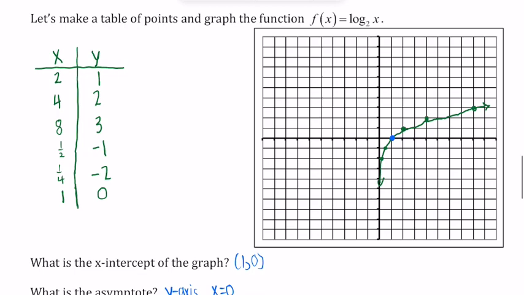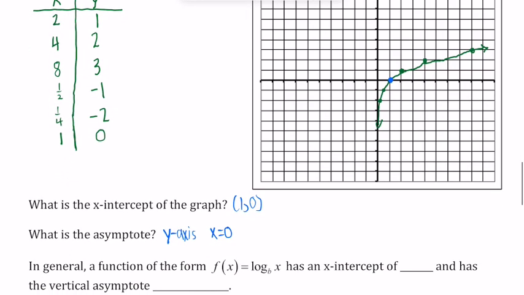In general, a function of the form f of x equals logarithm base b of x will cross the x-axis and have an x-intercept of 1, and will have a vertical asymptote of x equals 0. You might remember when we were graphing exponential functions, they would often have a y-intercept of 1 and a horizontal asymptote of y equals 0. A logarithmic function such as this has an x-intercept of 1 and a vertical asymptote of x equals 0.